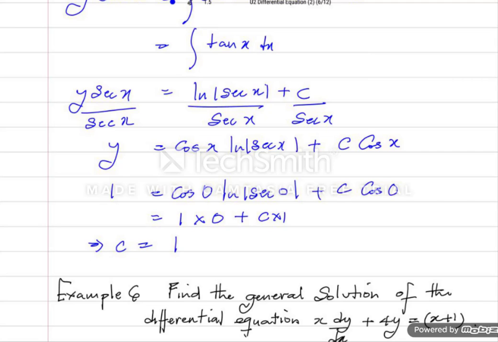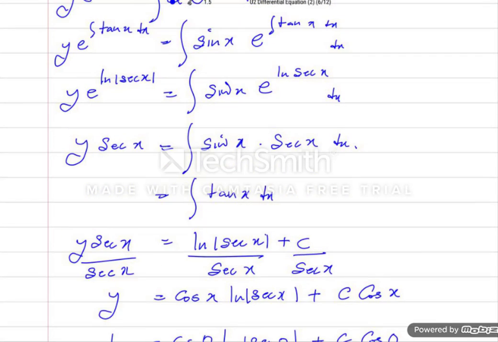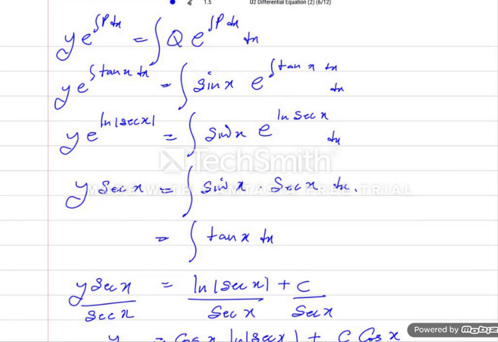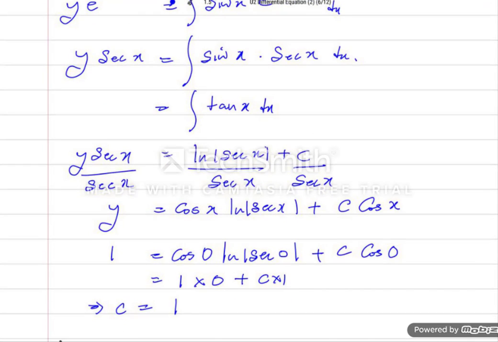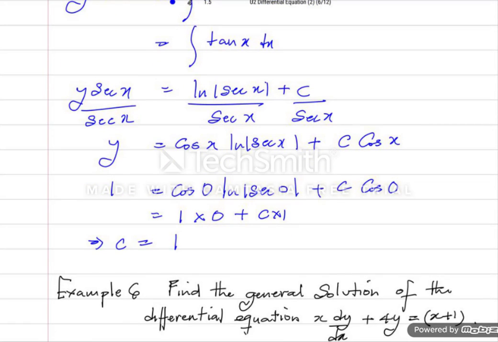Agreed? So therefore, if I rewrite this equation, I'm going to get y is equal to cosine x ln sec x plus c cos x, but c is 1, so it's just plus cosine x.